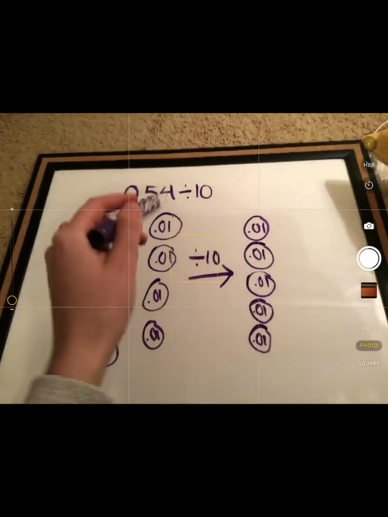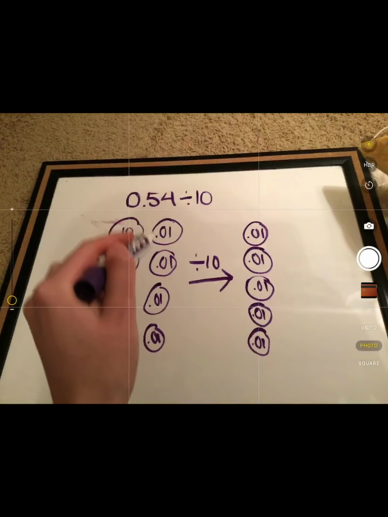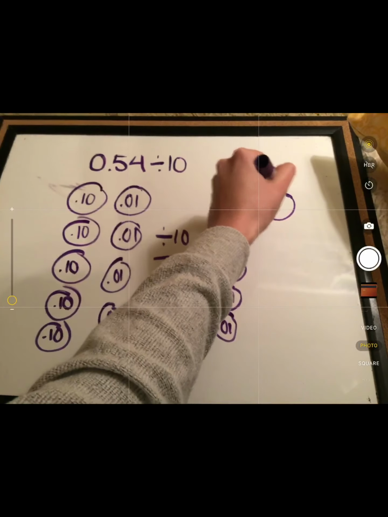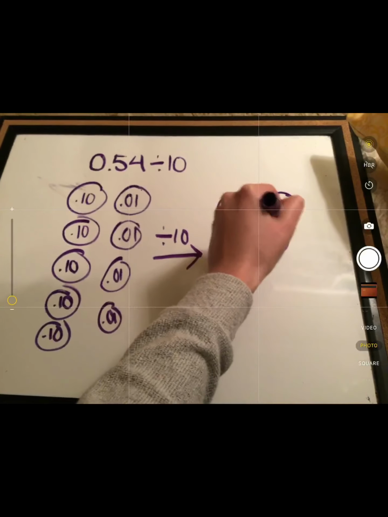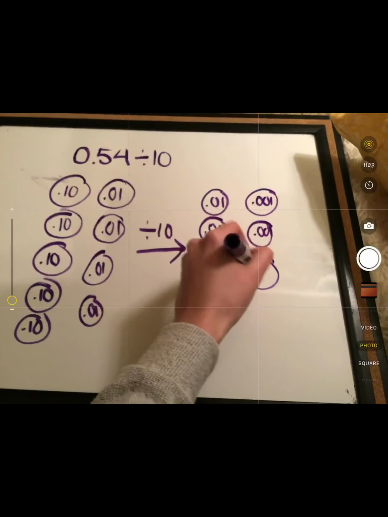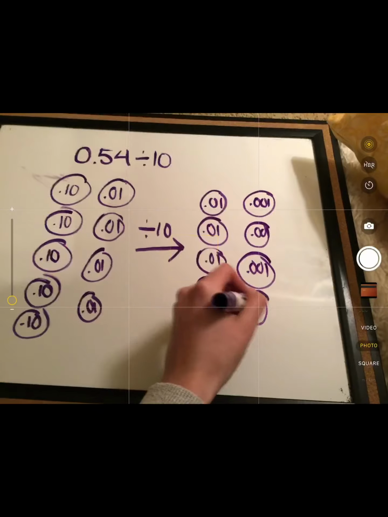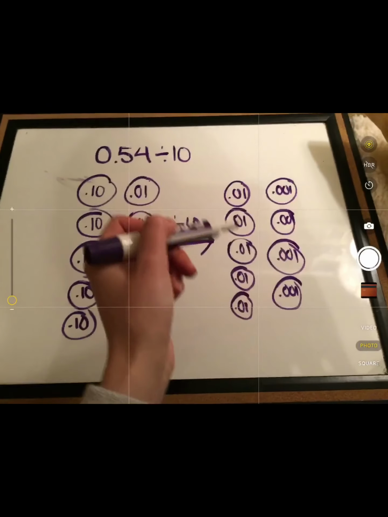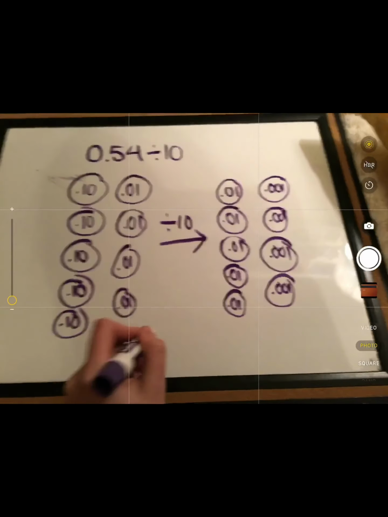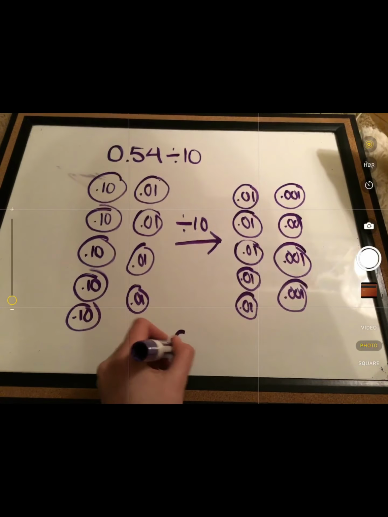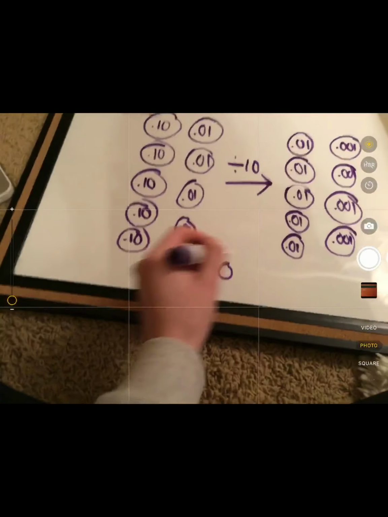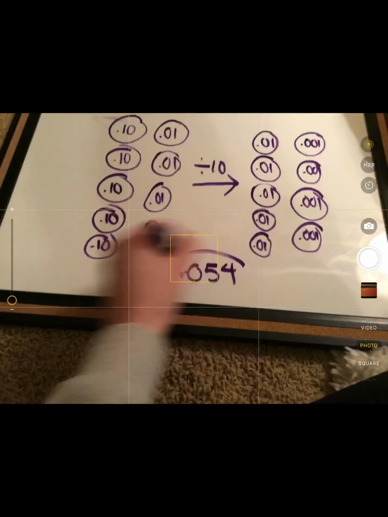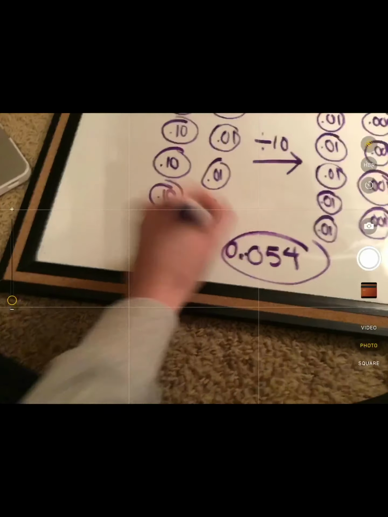And then a hundredth divided by 10, my decimal will need to shift 1 to the left, giving me thousandths. I need to do that 4 times. So then how I would write my new decimal is I have 1, 2, 3, 4, 5 hundredths. So I have no tenths, 5 hundredths, 4 thousandths. So that's how I write that decimal. You can have the 0 in front.